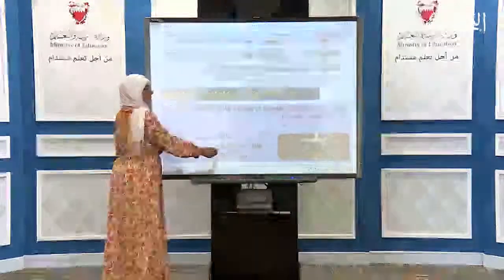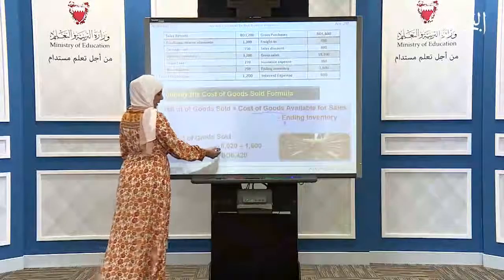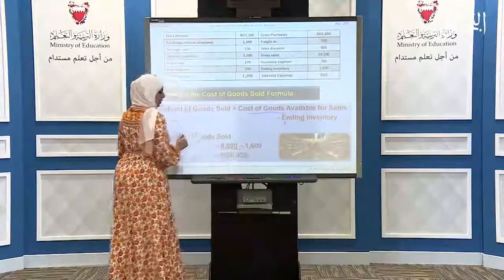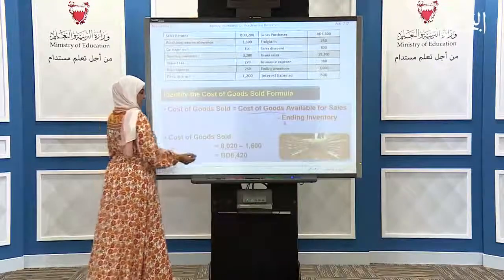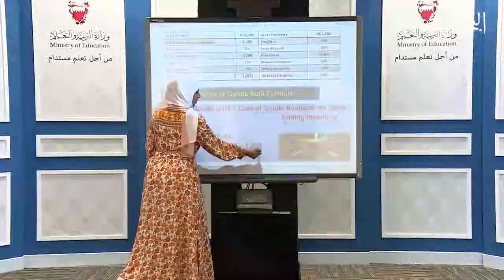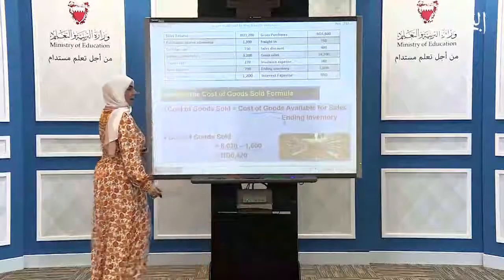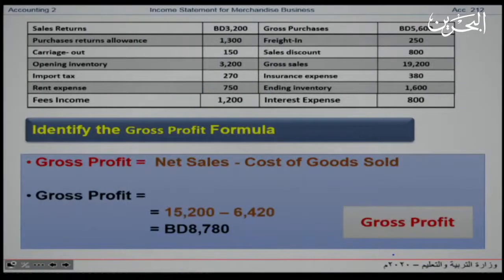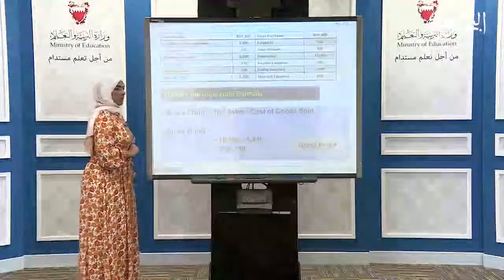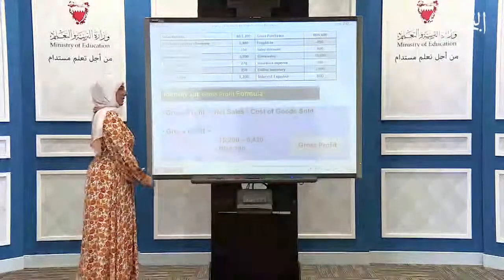The cost of goods available for sale, I found before, and the figure of it is 8,020. I will subtract 1,600 from it for the ending inventory, and I will get 6,420 as a cost of goods sold. Then I will move to find the gross profit for Abdullah Company. So how can I get the gross profit for Abdullah Company?